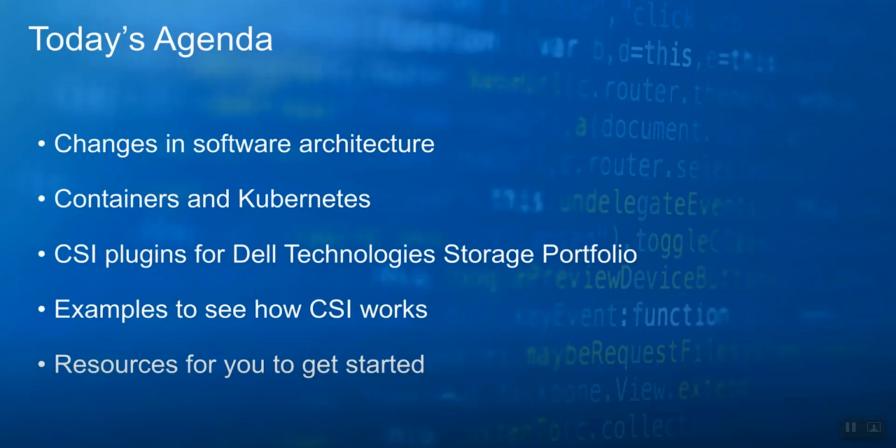We'll start with an overview of microservices and how they are changing the way software is built and deployed, followed by containers and the Kubernetes platform. We will then look at how you can provision and manage storage for Kubernetes workloads using the CSI plugin with an example, and close with a summary of resources available for you to get started.